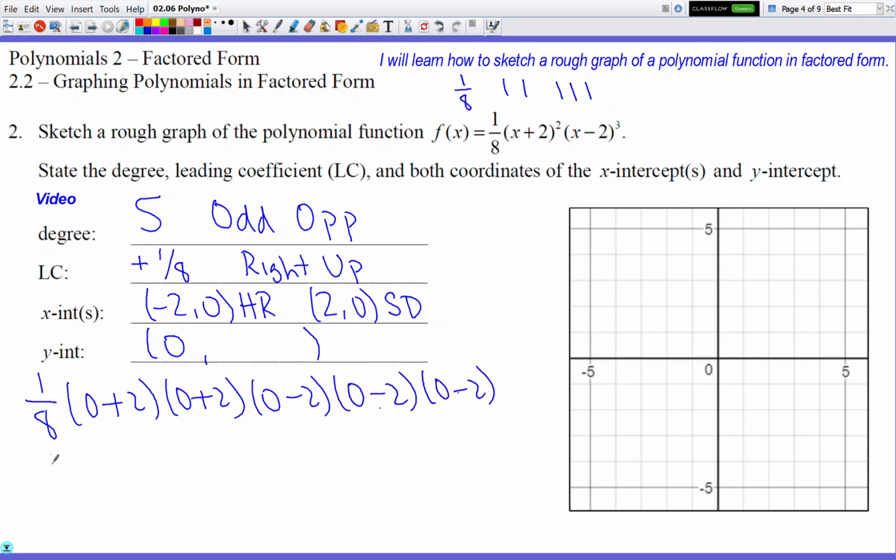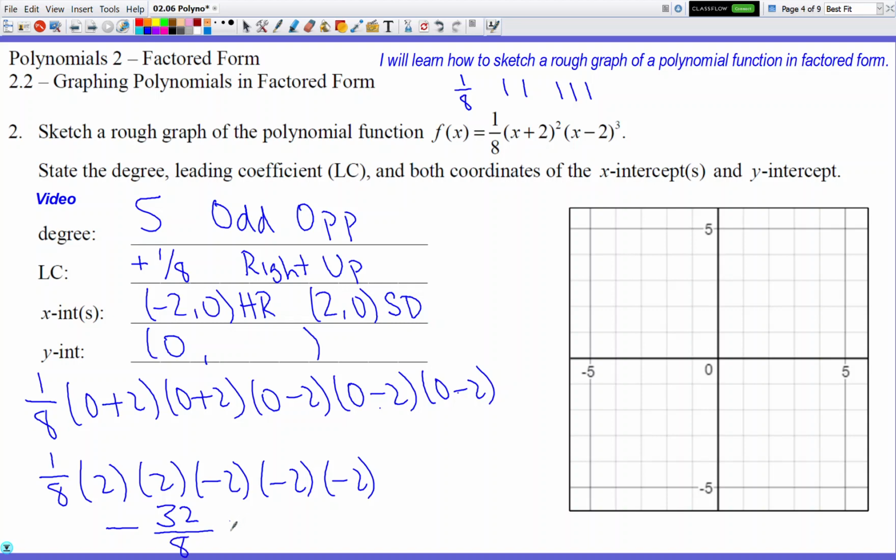Okay, so I got 1/8 times 2 times 2 times -2 times -2 times -2. So overall my answer is guaranteed negative because 3 negatives make a negative answer. I got 2 times 2 times 2 times 2 times 2. That makes 32 on the top of the fraction, 8 on the bottom, and that simplifies to -4. So I put a -4 here.